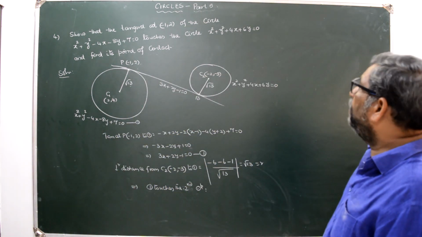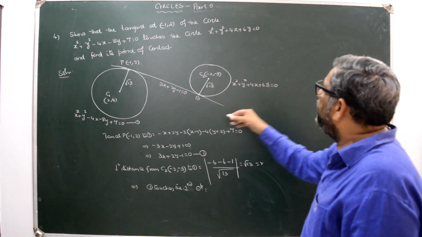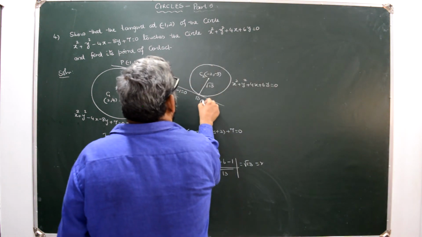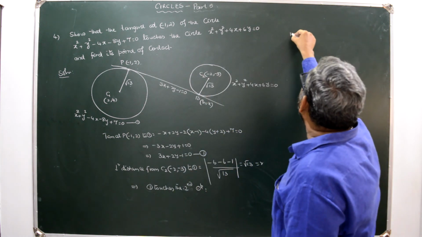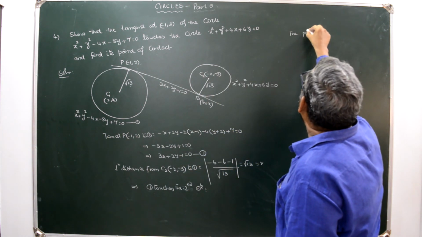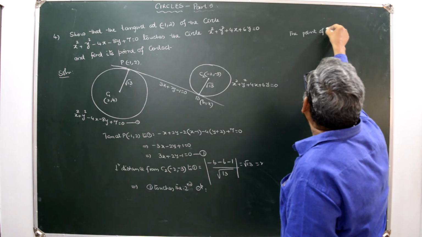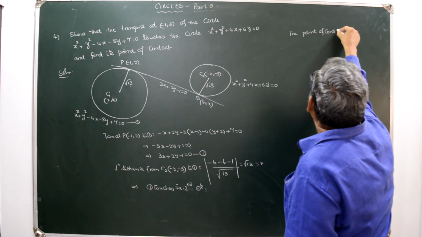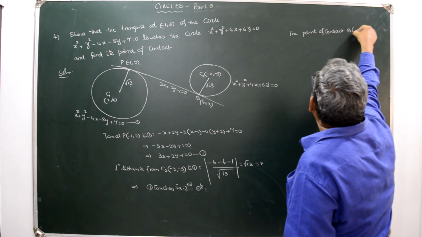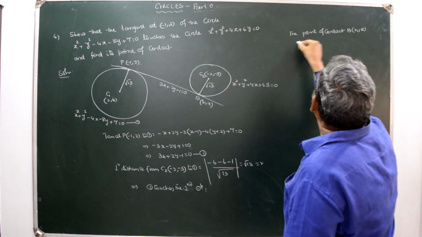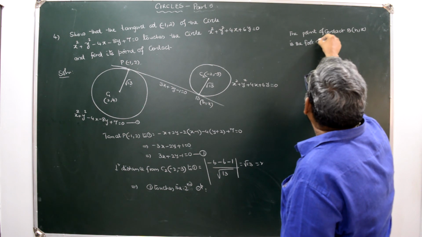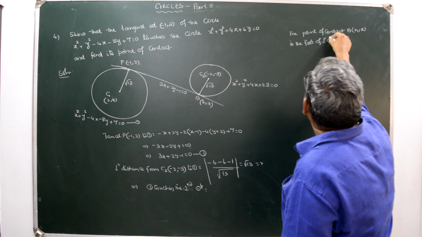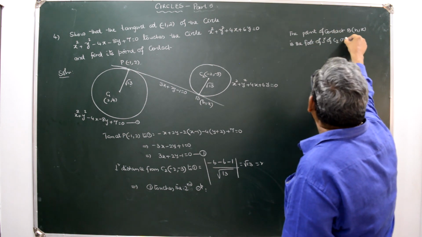Now we have to find the point of contact. Let this be H comma K. Now the point of contact B H comma K is the foot of the perpendicular from C to the line.